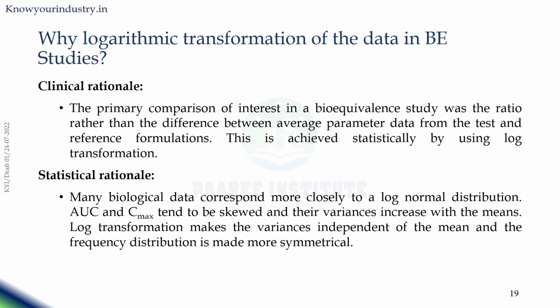What are the clinical reasons? The primary comparison of interest in the bioequivalence study is the ratio rather than the difference between average parameter data from the test and reference formulation. This is achieved statistically by using log transformation. Then what are the statistical reasons? Many biological data correspond more closely to a log normal distribution. AUC and Cmax tend to be skewed and their variances increase with the means. Log transformation makes the variances independent of the mean and the frequency distribution is made more symmetrical.